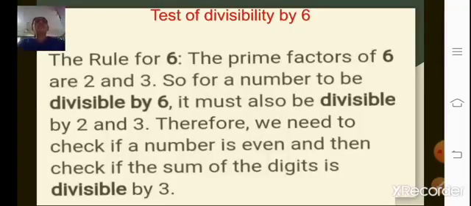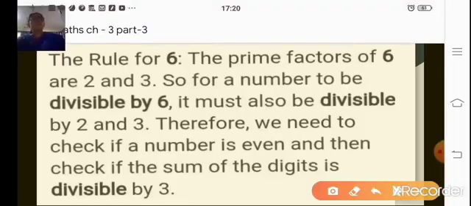Okay, now let us come to the test of divisibility by 6. Now you all know that the prime factors of 6 are 2 and 3. So for a number to be divisible by 6, it must also be divisible by 2 and 3. Therefore, we need to check if a number is even and then check if the sum of the digits is divisible by 3.